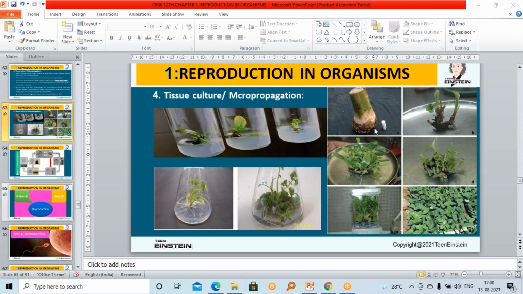And this mass of cells which is produced in the sterilized medium, it is called a callus. The mass of cells which is produced inside the sterilized medium, it is called as callus. You can see these are the different stages of tissue culture.